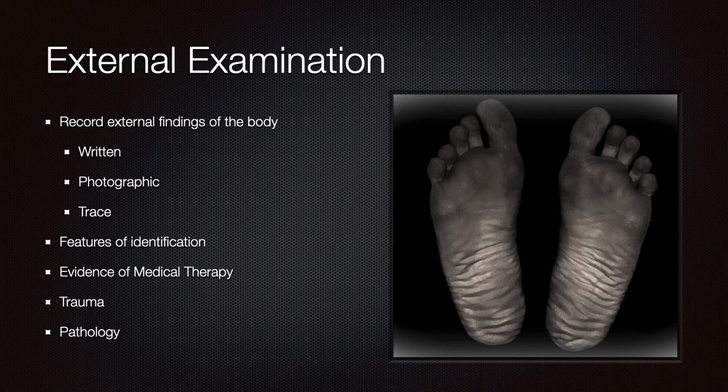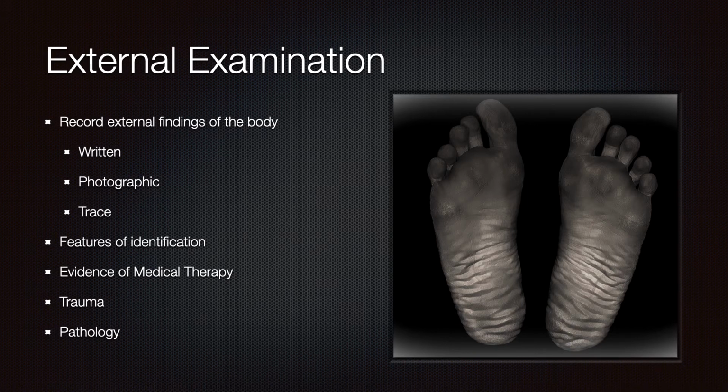Photographs should be taken both clothed and disrobed. Features of identification are recorded at this time. Features of identification include tattoos as well as scars and any identifying things special to the patient.